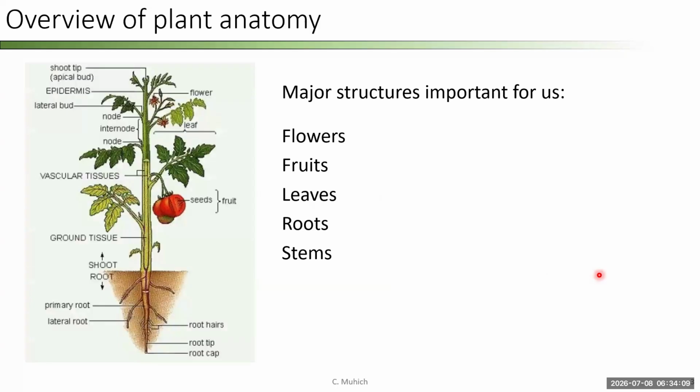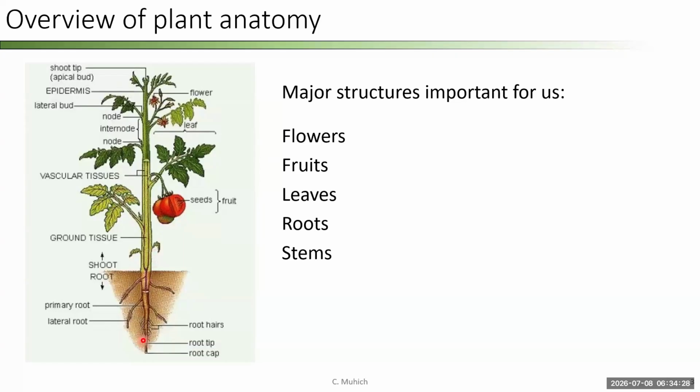To start out, it's important for us to understand the major structures of a plant. These include flowers, fruits, leaves, roots, and stems. If we look over here, we can see where these grow.